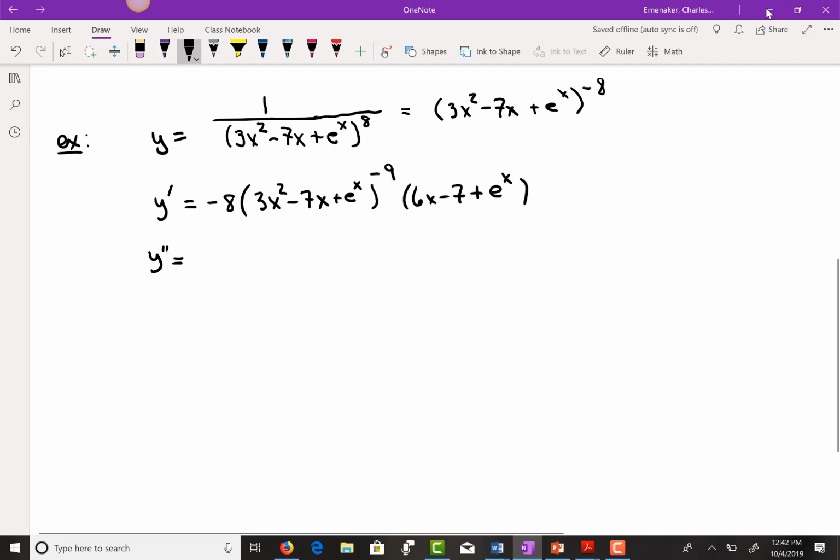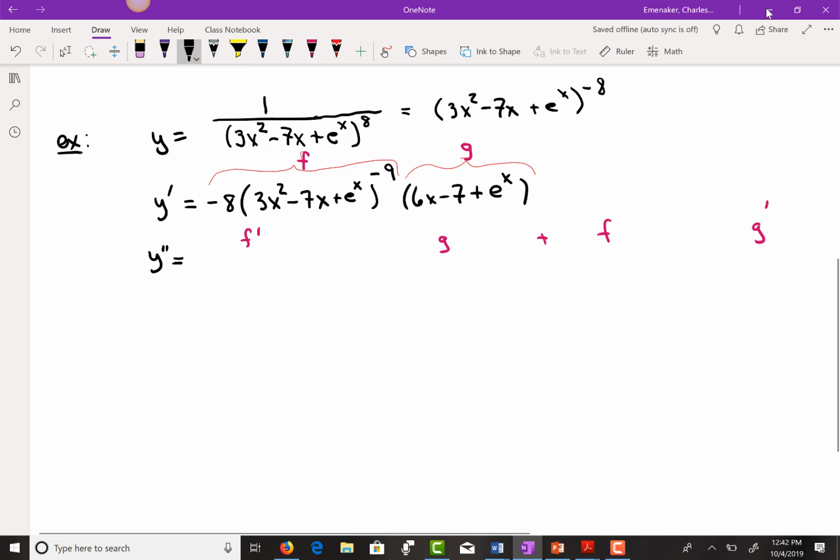Overall, it's a product rule, isn't it? You've got two things being multiplied together. So what you need to do is first say, okay, this whole chunk here is what we're going to call f. And then this factor here is what we're going to call g. So when we do the product rule, we're going to have f prime times g plus f times g prime. And I don't know if it'll fit on one line, but we'll find out.